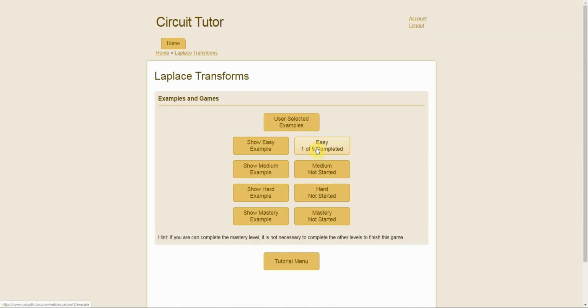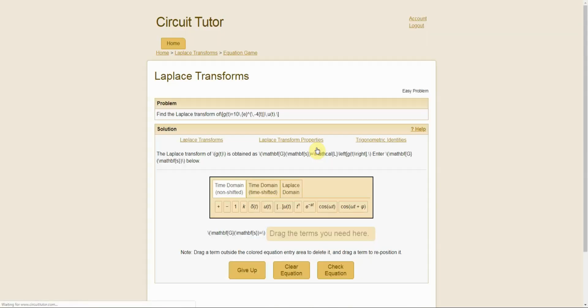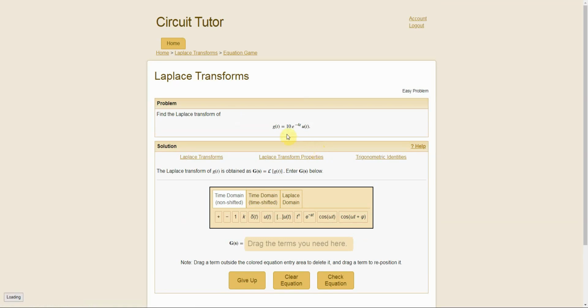Okay, so let's work another problem at the easy level, which will likely be different. So this time we're getting an exponential function times the usual unit step function, and e to the minus 4t multiplied times 10. So once again, we're going to use the linearity or homogeneity property of Laplace transforms to handle the 10. So that just means we'll have a 10 out front.